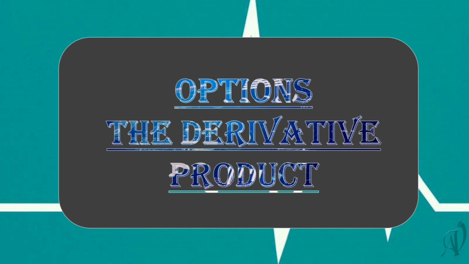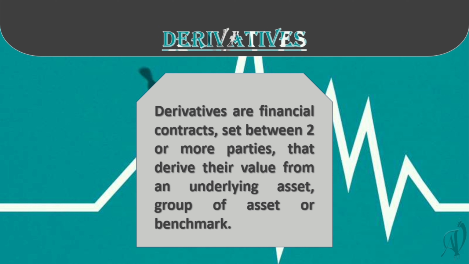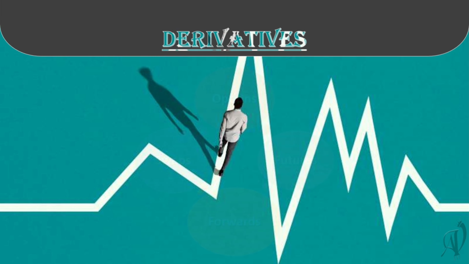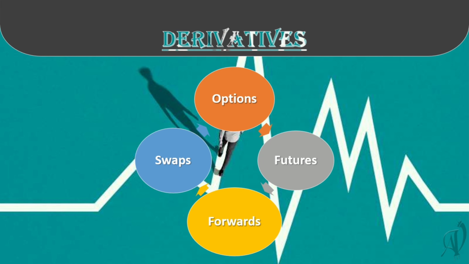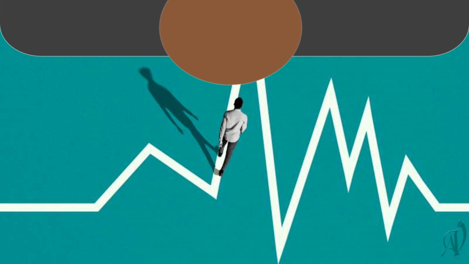First we'll understand what a derivative is. A derivative is a contract that derives its value from the performance of an underlying entity. The underlying entity can be an asset, index or interest rate and is often simply called the underlying. There are four types of derivative products: options, futures, forwards, swaps. In this presentation, we'll understand options.